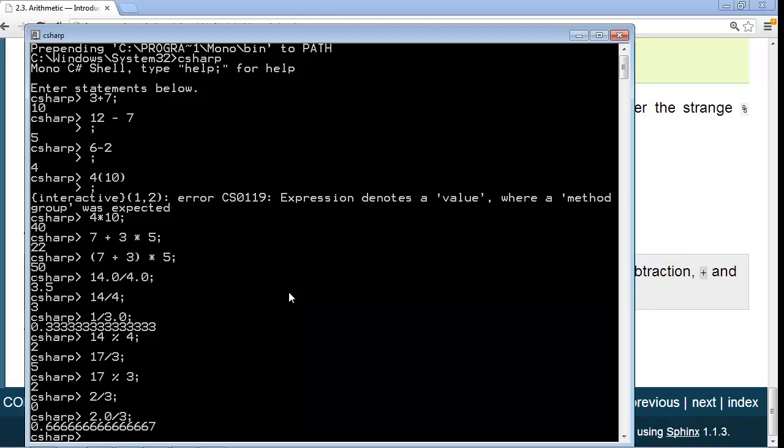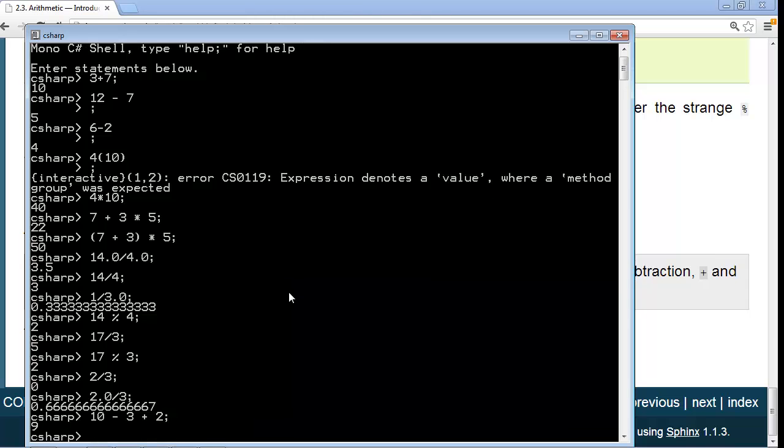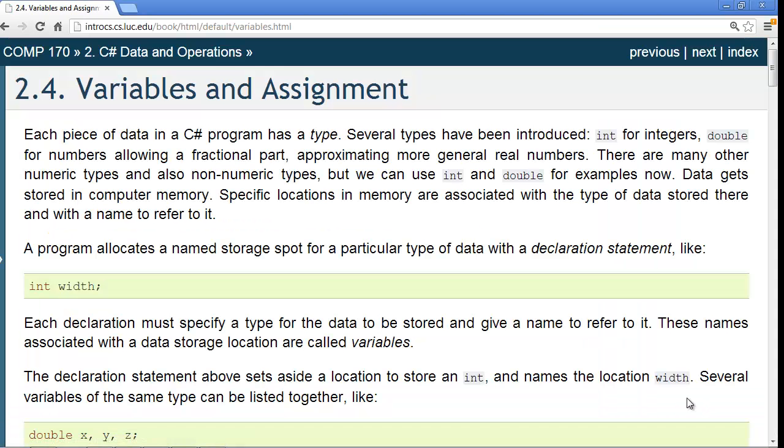Also recall that if you have several operations at the same precedence level, like 10 minus 3 plus 2, this is done from left to right. So it's 10 minus 3 is 7, plus 2 is 9. Onward. Now we're going to play some more with C# and add concepts of variables and assignment.